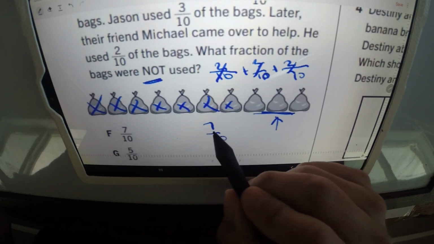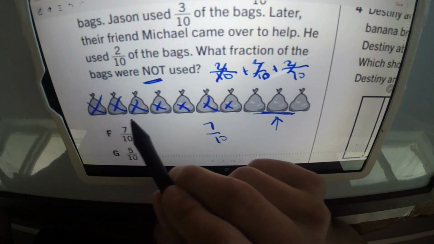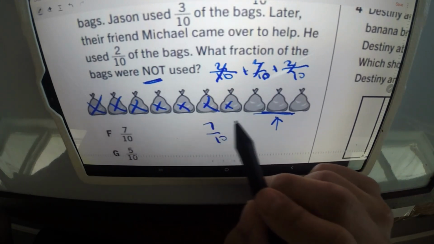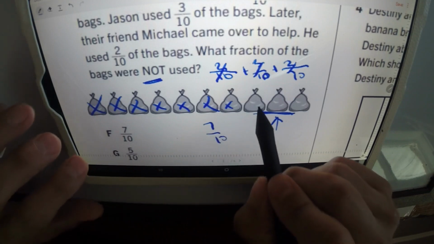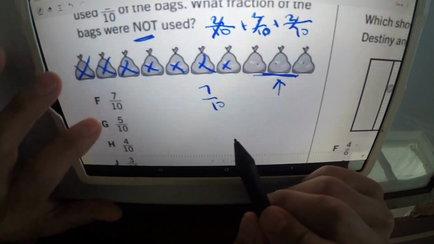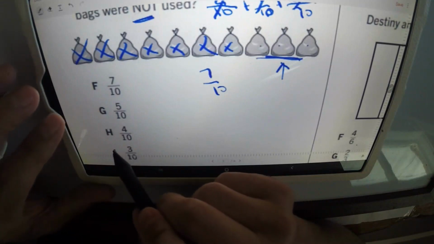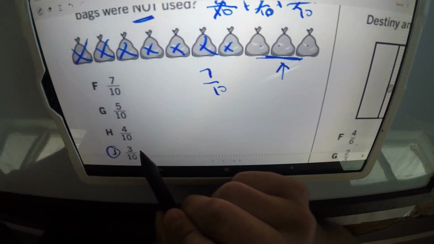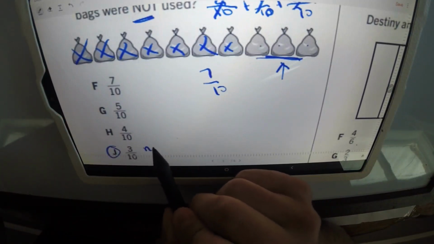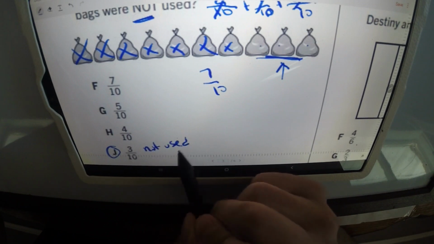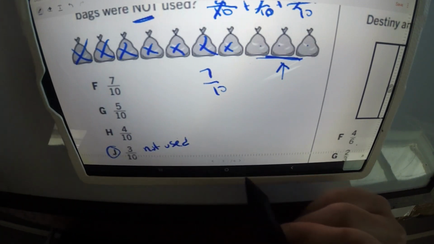So out of the 10, 7 were used. We can count them. 1, 2, 3, 4, 5, 6, 7. How many were not used? We can count them. 1, 2, 3. So 3 out of the 10 were not used. So this is our answer right here, J. 3 out of the 10, or 3/10, were not used. J is our answer. Easy.